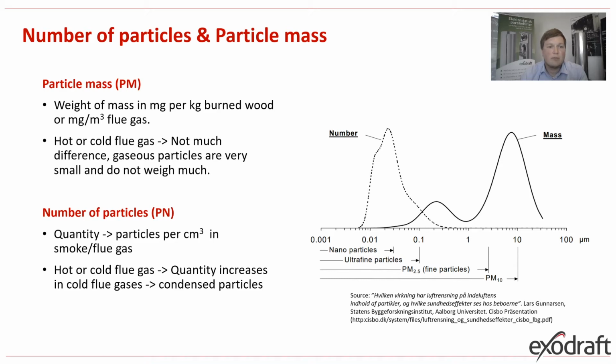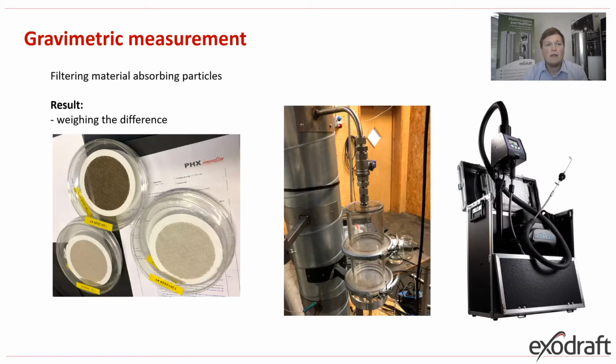And when talking about particle numbers, you quantify it by a quantity of particles per cubic centimeter in the smoke or flue gas. And these can be measured in both hot and cold flue gas as well. And also in the cold flue gas, you can actually measure the condensated particles or the secondary particles.